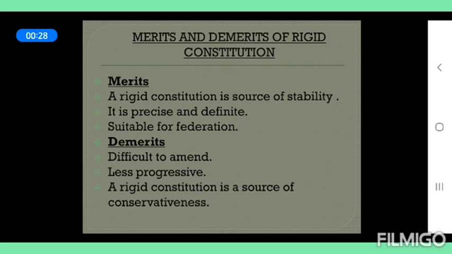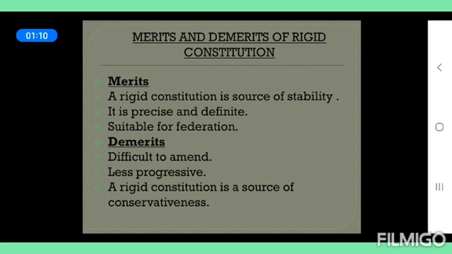Okay, so this is brief about a rigid constitution, and now let's discuss the merits and demerits of rigid constitutions. Number 1, a rigid constitution is a source of stability in administration, students. That means a rigid constitution is stable in nature and it is permanent, because it is not easy to amend. It is very, very difficult to amend. That is why it is called a source of stability. It is permanent in nature.